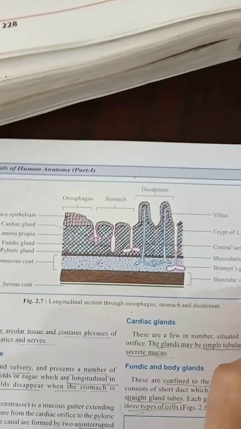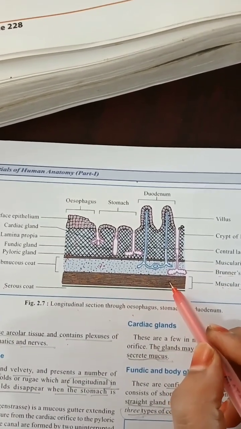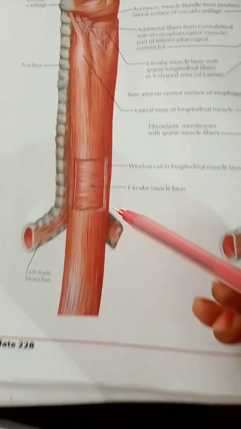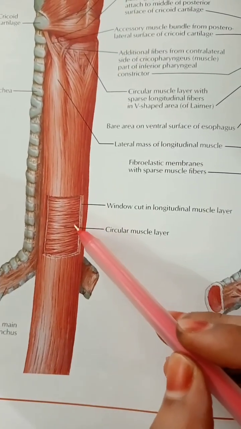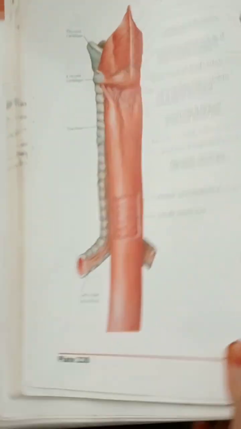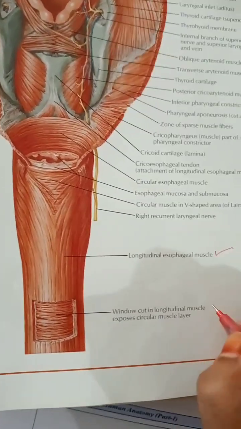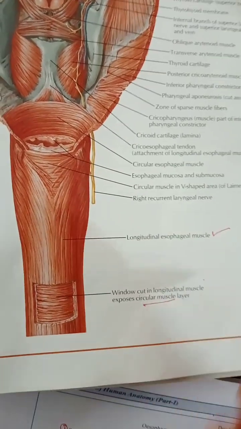After the submucosa, there is the muscle layer, which is known as the muscular coat. Throughout the digestive tract, the muscular coat is divided into two parts, that is outer longitudinal muscle and inner circular muscle. If we see the picture here, the outer muscles are longitudinal, and when we cut here, we can see the inner is circular. We can see another picture also here: the outer is the longitudinal muscle of the esophagus, and the inner muscle is circular.